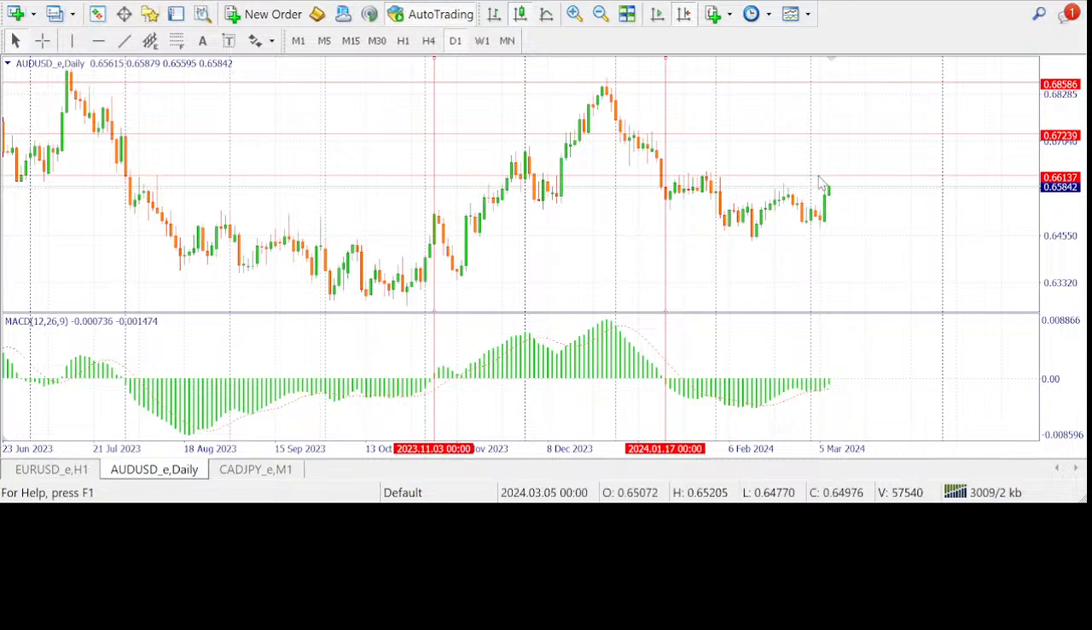So if we have a break above this line, expect a continuation to the upper side towards the next level, which is this one. If this is broken, the next level is this one here. And if the price bounces off from this point, that's going to be a good place to look for a sell from, up to this target here. If that is broken, the next target is this one.